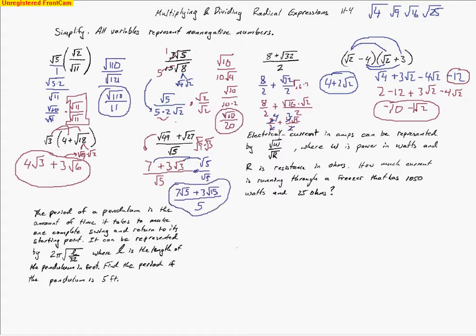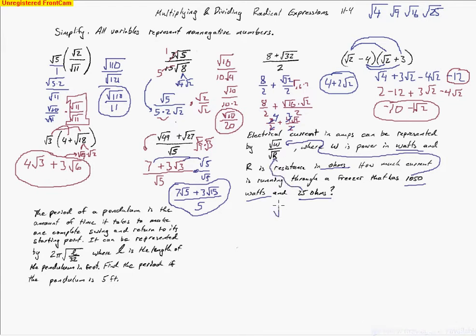Well, let's take a look at these other two types of problems. We've got this one that talks about electrical current in amps can be represented by the square root of W over the square root of R, where W is power in watts, and R is resistance in ohms. How much current is running through a freezer that has 150 watts and 25 ohms? And so what we're going to end up doing is just substituting. This is the number of watts, so we're going to take that number and put it right here in place of W. Then we're going to take the 25 and put that in place of R.